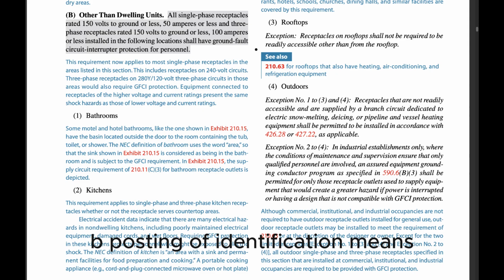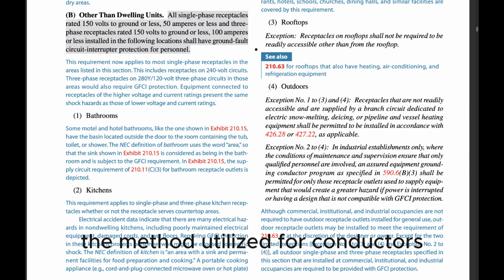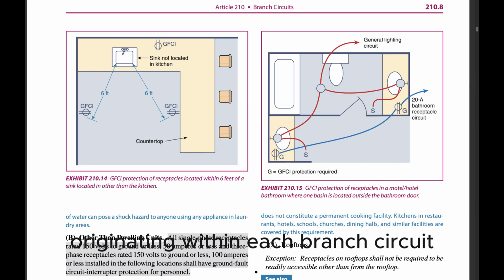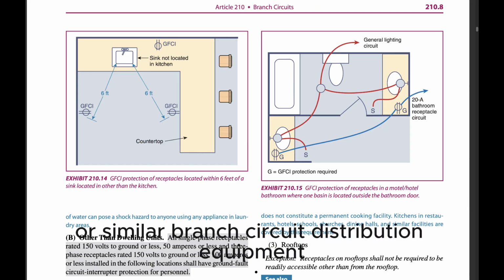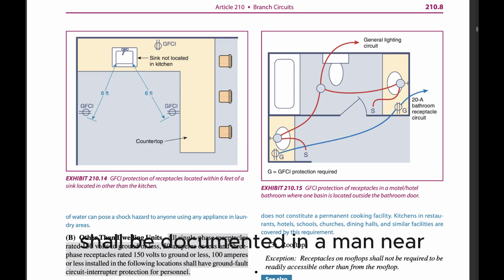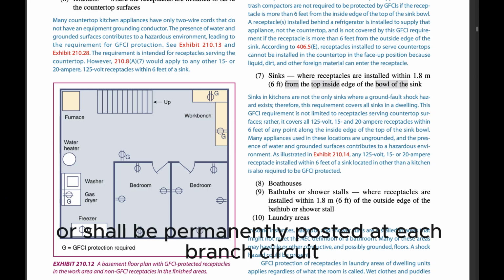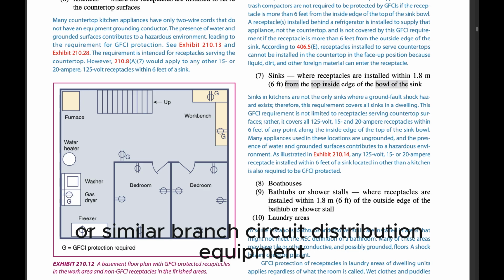(b) Posting of identification means. The method utilized for conductors originating within each branch circuit panelboard or similar branch circuit distribution equipment shall be documented in a manner that is readily available or shall be permanently posted at each branch circuit panelboard or similar branch circuit distribution equipment.